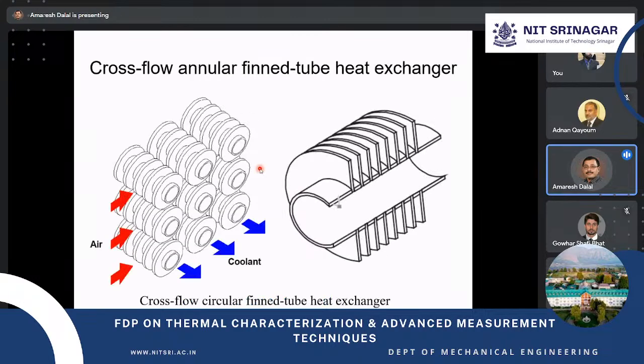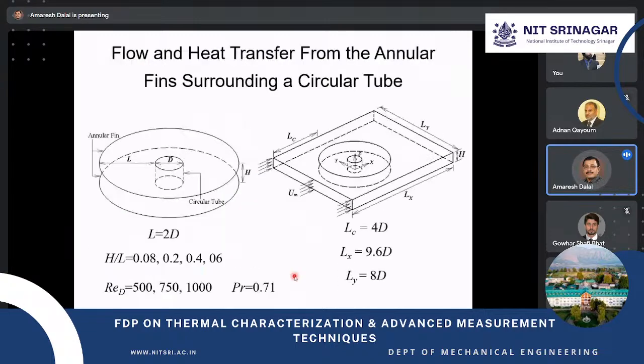So now the next problem. This problem also I have solved using the in-house code. Earlier problem also I solved using the in-house code. And now you can see that this is a cross flow heat exchanger and how we are modeling it. One unit we are modeling.